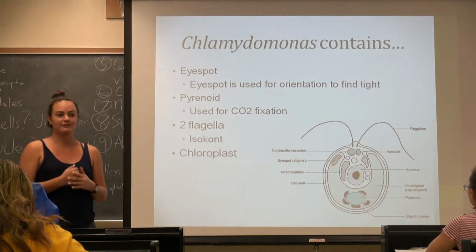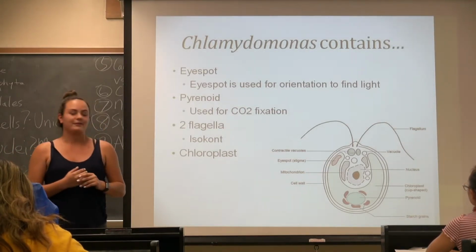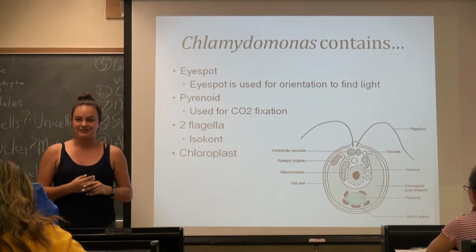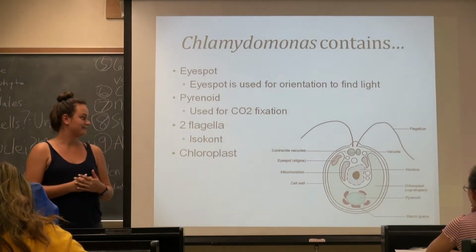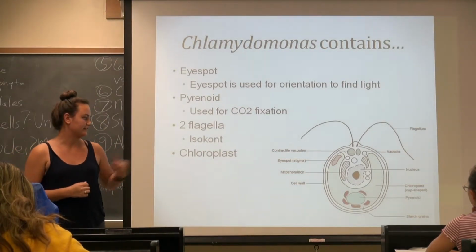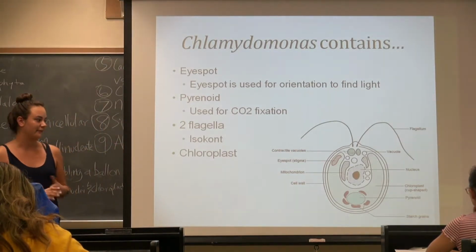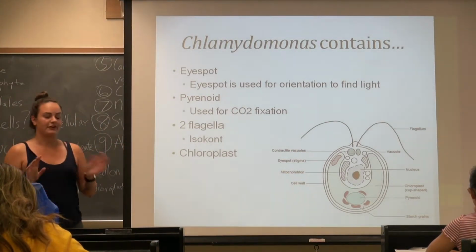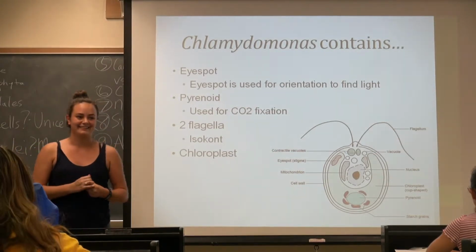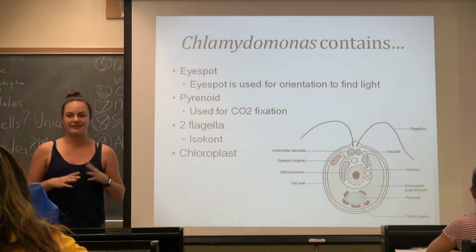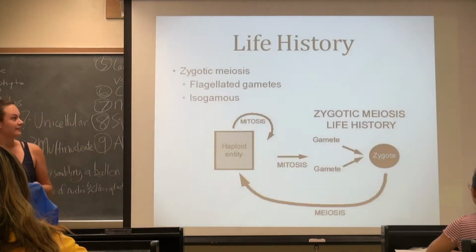And it has two flagella and is isokont, which means that the flagella are the same length. And it has a U-shaped chloroplast. And it does have a nucleus, a cell membrane, and mitochondria, like other cells. It's just a very simple cell.